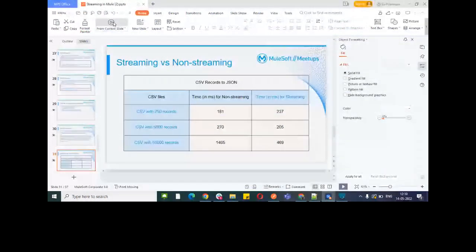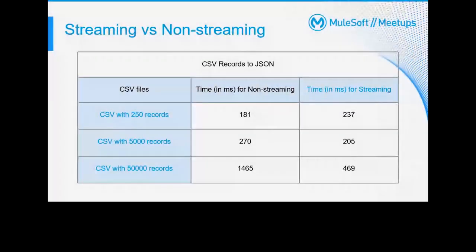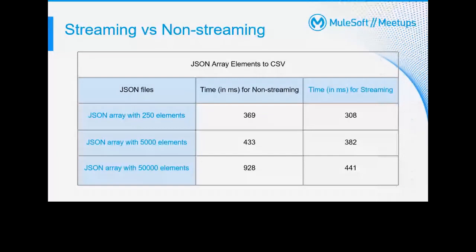So after trying with different records, I have compiled the time differences that I got. When I tried to convert CSV records to JSON, with 250 records I got 181 milliseconds for non-streaming and 237 for streaming. For 5,000 records 270 and 205, and for 50,000 records 1465 and 469. It means as the number of records increases, you get more time difference between streaming and non-streaming.